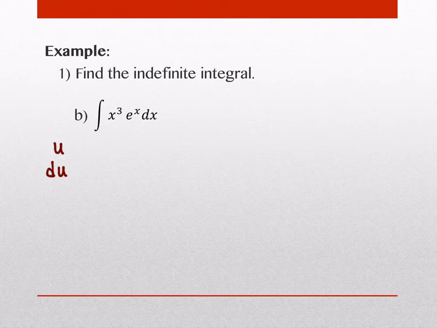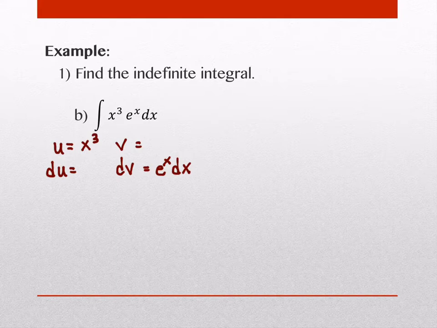It would be useful for it to be in the u. Why, Abby? Yeah, it gets easier as you take its derivative. So u will be x cubed, which means the dv is what? e to the x dx. Okay, what's the derivative of x cubed? 3x squared dx, good job. And then what's the antiderivative of e to the x dx? Just e to the x.